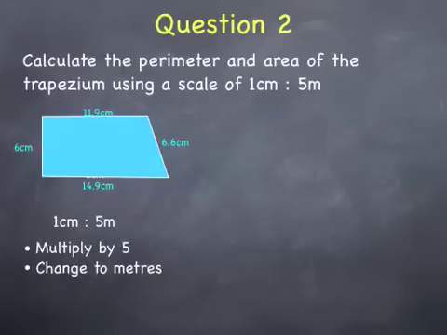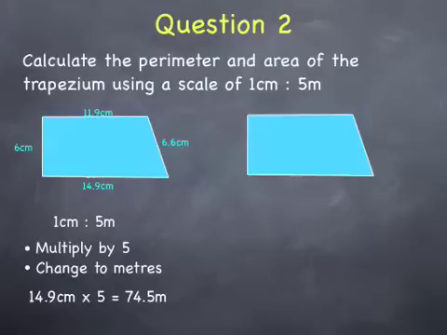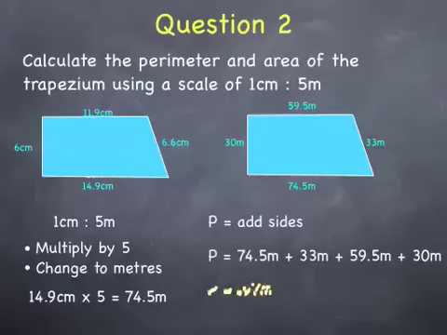What we need to do with each of these side lengths is multiply them by 5 and change them to metres. So for example, the bottom side, 14.9 centimetres, we times it by 5 and change it to metres and get 74.5 metres. So if we do that to all the sides, times them by 5 and change to metres, we get these numbers here. Again, if you were slightly different, you should be still very close. Now that we have those measurements, it's very easy to calculate the perimeter. We just add the sides. There they all are. And the final answer for the perimeter is 197 metres. So we converted them to metres first, then we just added all the sides.